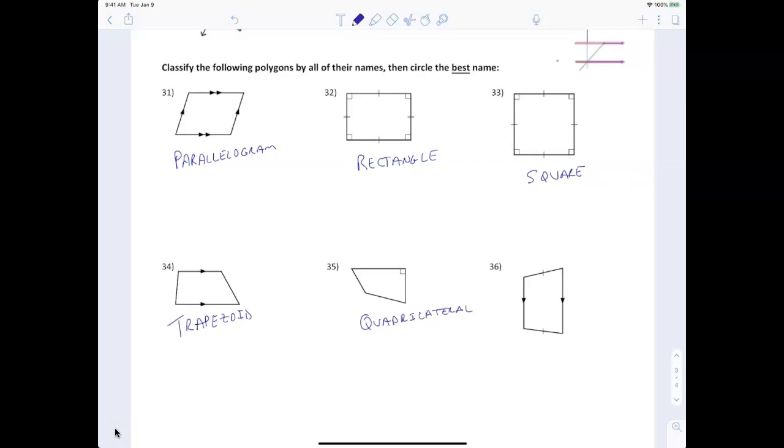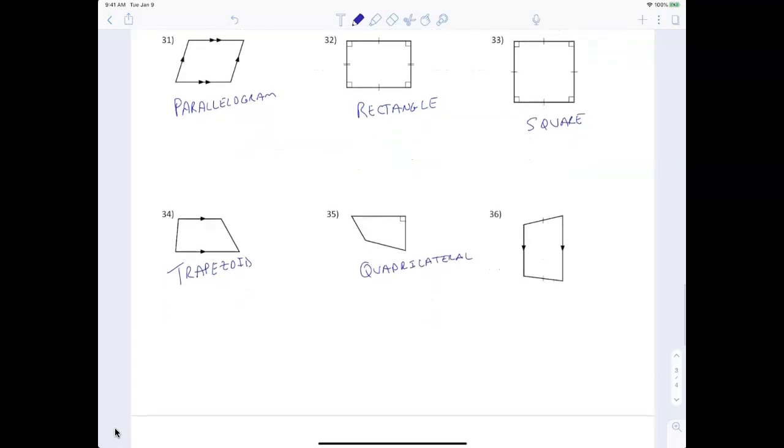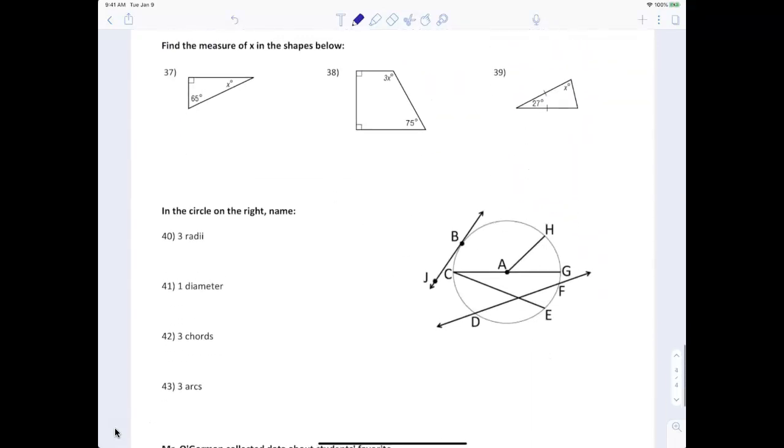And this, now here you have to keep in mind, because two sides are the same, you should call this an isosceles trapezoid. Isosceles trapezoid.